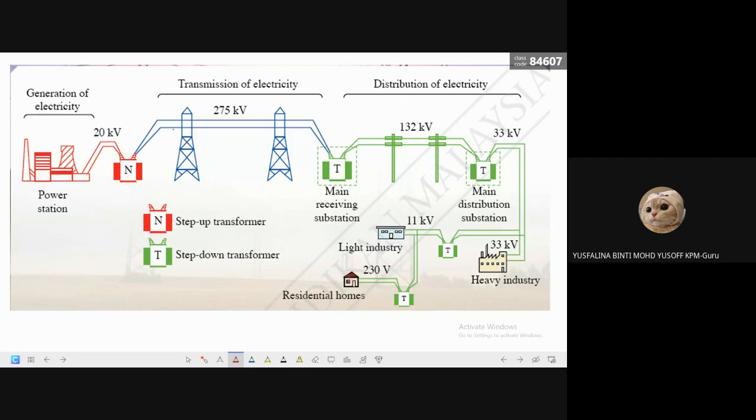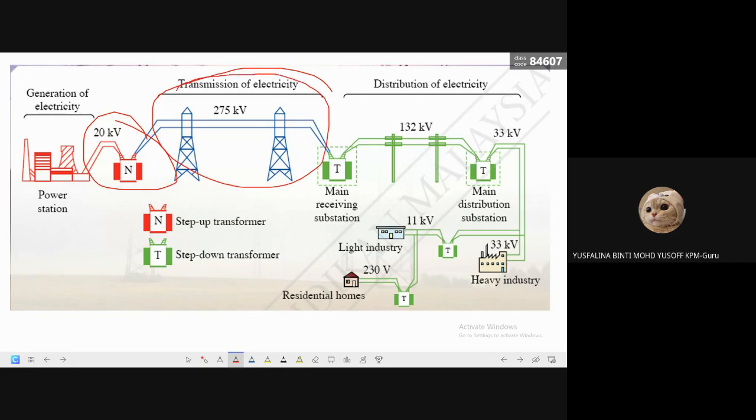Okay, this one step up, of course. And so this one go back, step down. Okay, light industry, step down. We have to see the voltage here. So if the voltage decreases, it is step down. Only one part is step up. Okay, that is because of this one.